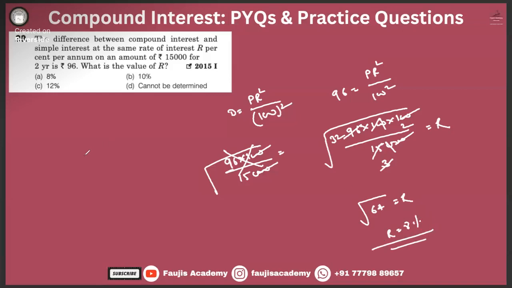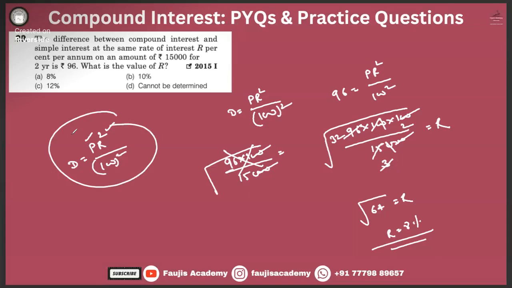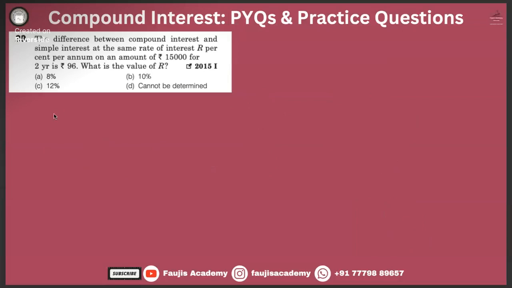Clear? So if the difference between simple interest and compound interest is given, you can find out the difference, principal, and rate, all of this by using this formula. D is equal to P R square divided by 100 square. Shall we move to the next question?